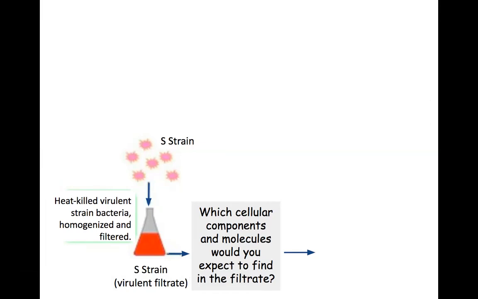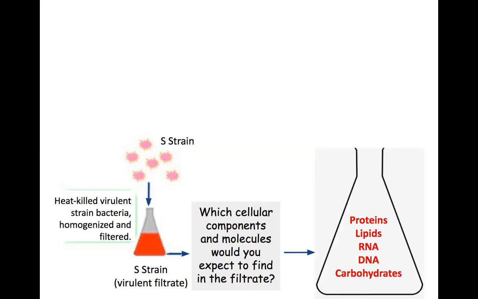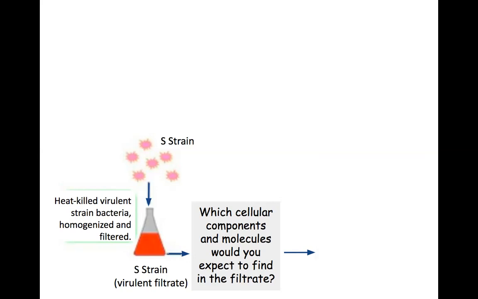But can you figure out, given that you are blending a whole bunch of smooth strain bacteria, what would be inside this Erlenmeyer flask that makes up the filtrate? What you have now is a flask that contains proteins, lipids, RNA, DNA, and carbohydrates.